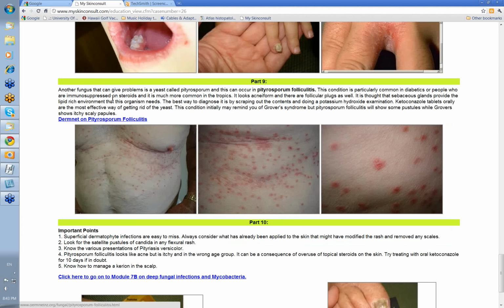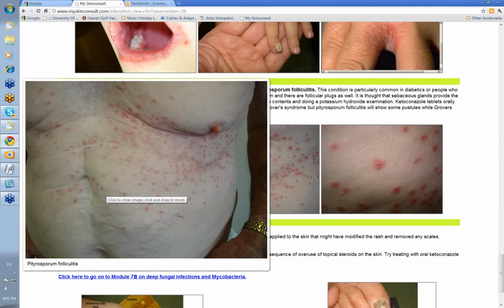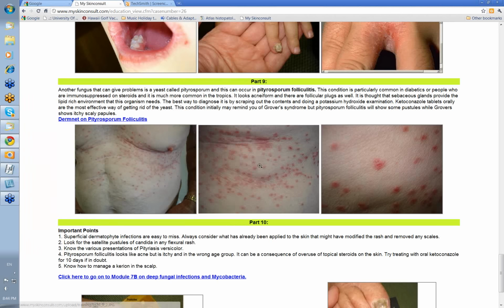Now, another little fungus that can give problems is a yeast called pityrosporin, and this can occur in pityrosporin folliculitis. I've said that it's common in diabetics, people who are immunosuppressed or on steroids, and much more commonly in the tropics. Looks a little bit like Grover's disease here. But it's not scaly on the surface in the same way as Grover's is, and there's sometimes little pustules, and it's itchy as well. Mind you, Grover's is itchy too. But this is pityrosporin folliculitis.